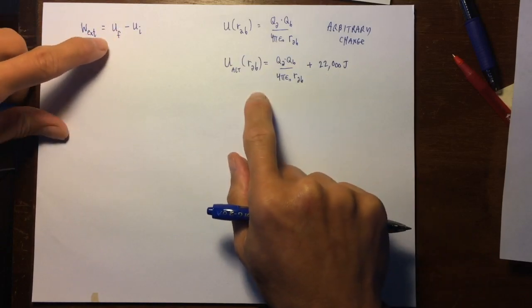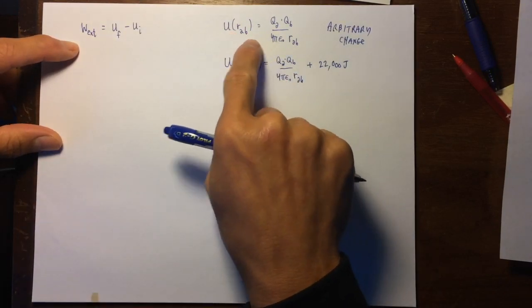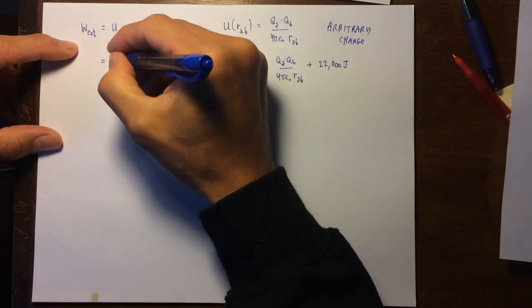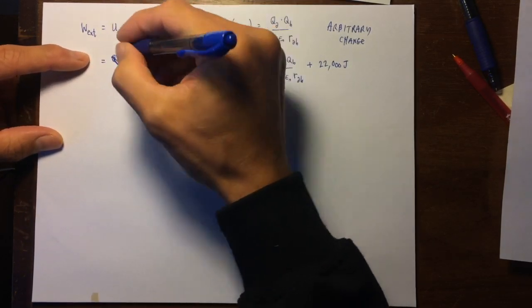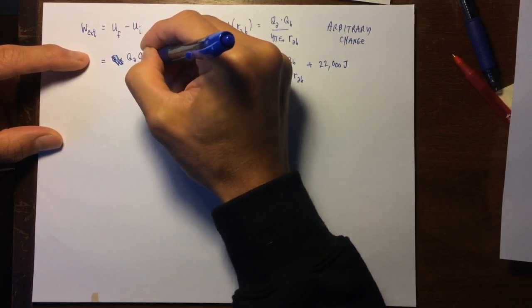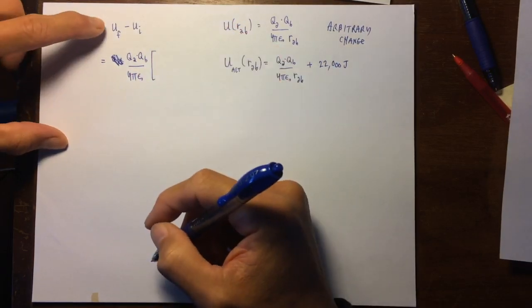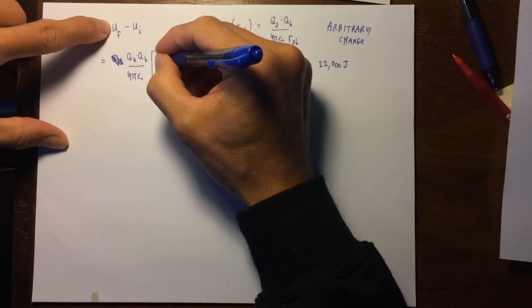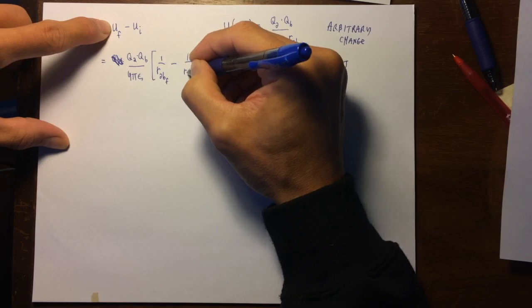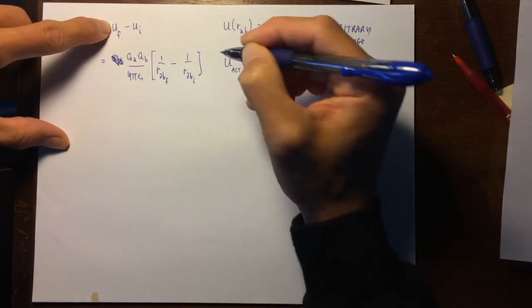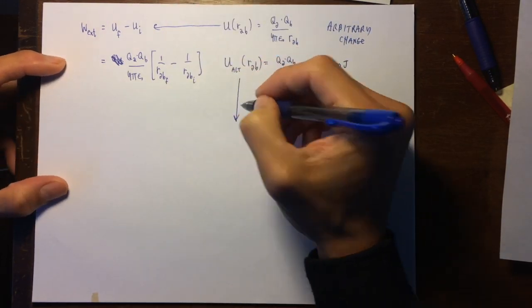So the reason this is interesting is because of the following. If I look at UF and UI, if I calculate it with this, then it will be QA times QB divided by 4 pi epsilon naught, and then in the final case, a 1 over RAB final minus 1 over RAB initial, right? That's if I use this formula. But what if I use this formula?